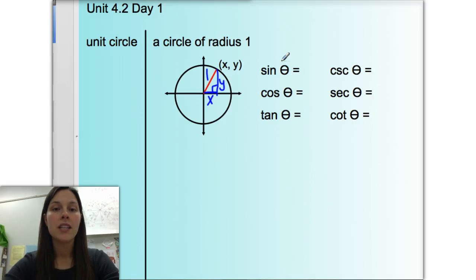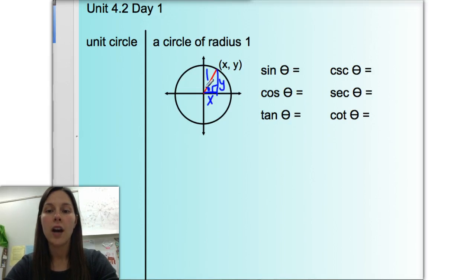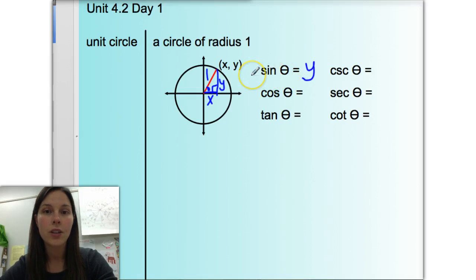Sine is opposite over hypotenuse. Remember this angle right here, I don't really have room to write theta in there, but this angle at the origin is theta. So from theta, opposite is y, and hypotenuse is 1. So the sine value is the y-coordinate of any point on the unit circle.